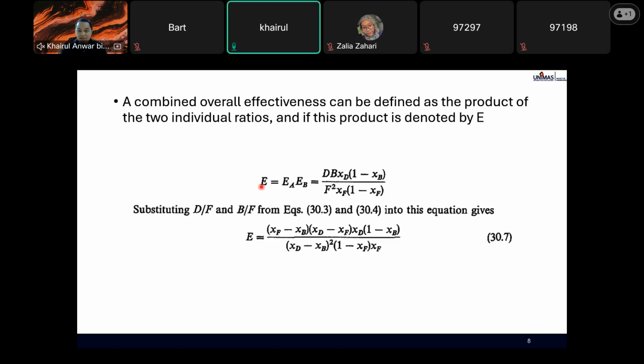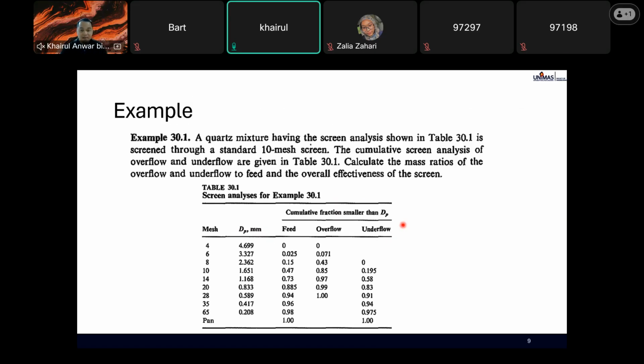Can you use this equation? Yes, you can as well. So the efficiency E is equal to EA times EB, which equals this expression. Or you can use the mass fraction, again depending on the question.